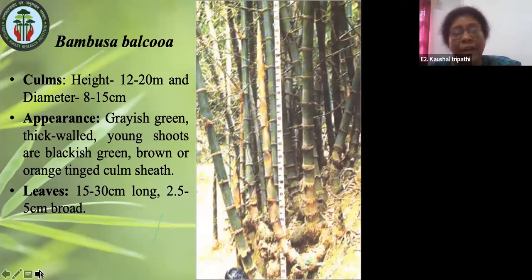Bambusa balcoa is nowadays preferred by many farmers for plantation in their fields. Here is some description of Bambusa balcoa. Culms range from a height of 12 to 20 meters. The culm diameter is 8 to 15 centimeters. The appearance of the culm is grayish green, thick walled, young shoots are blackish green, brown, or orange leaf culm sheath, and leaves are around 15 to 30 centimeters long, 2.5 to 5 centimeters broad. Next slide, please.